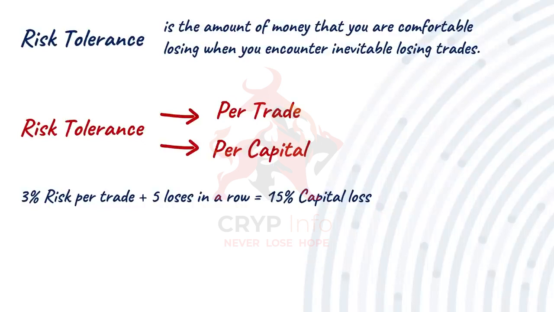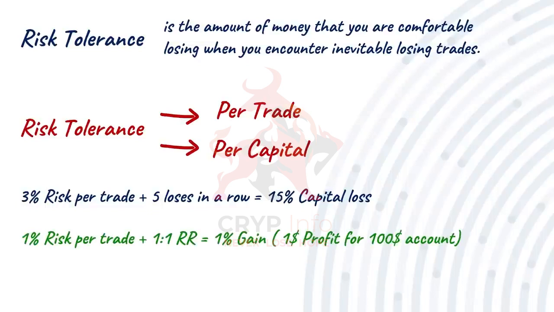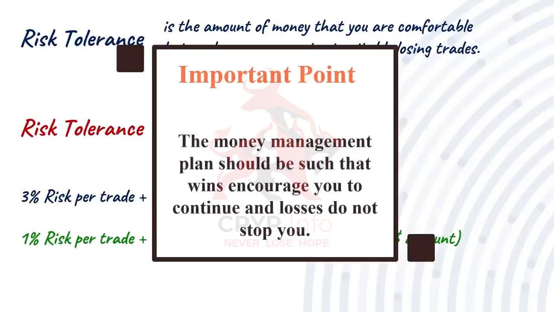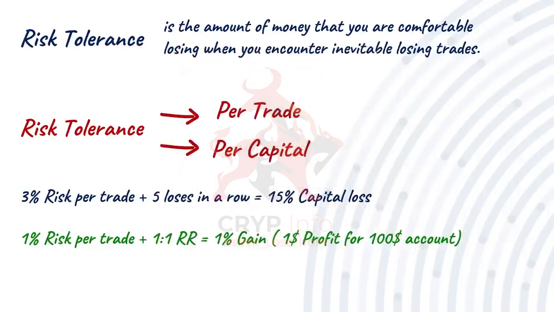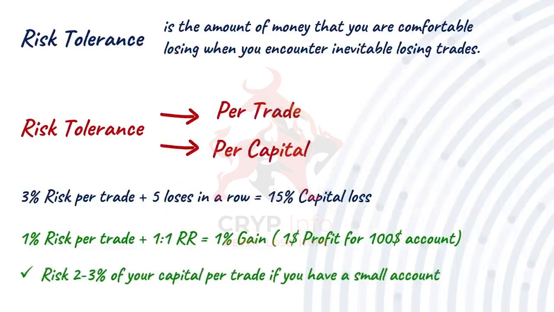But why don't we risk very smaller percentages? The amount of your risk on each trade determines the amount of gains as well. For example, if you have a small account and you risk 1% per trade and your risk-to-reward ratio is 1:1, you will gain 1% per trade. And if it does not satisfy you after all of the hard work you put into the trading, you will get discouraged. As a result, your money management plan should be such that wins encourage you to continue and losses do not stop you. If I was a beginner and I had a small account, I would probably risk 2 to 3% of my capital per trade.